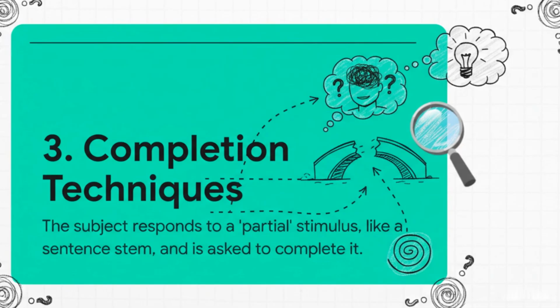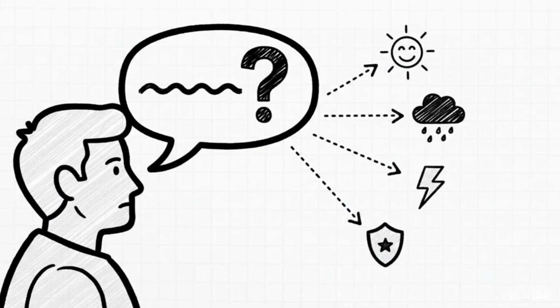Our third category is completion techniques. And yeah, it's pretty much what it sounds like. You get an incomplete sentence, like a sentence stem, and you just have to finish it. The goal is to complete it with whatever feels right to you. So you might see something like, I am always, and how would you finish that? I am always tired. I am always trying my best. I am always late. See? The way you fill in that blank can reveal a lot about your attitudes and feelings, often without you even realizing it.